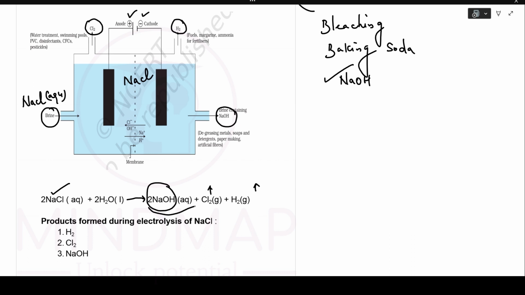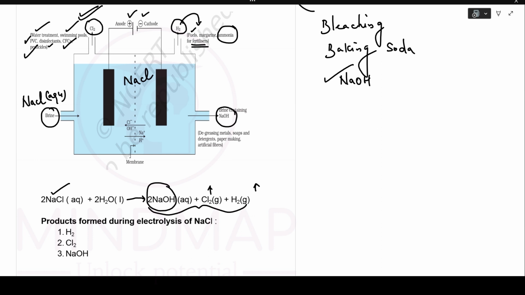Now, all these products are very useful. Let's see chlorine first. Here are the chlorine uses. It is used for water treatment, right? It is used in swimming pools. You know, swimming pool water, they add chlorine to disinfect it. It is used in PVC. It is used as a disinfectant. Just now we learned. It is used as CFCs and in pesticides. In the same way, hydrogen gas is used as fuel. We all know that. It is used in the formation of ammonia. And that ammonia is used for making fertilizers.